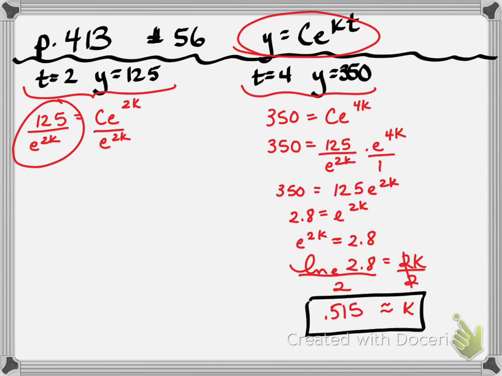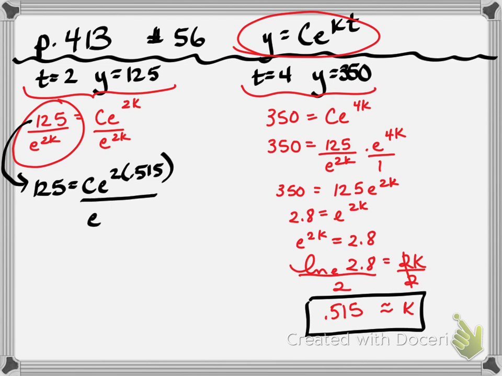So we can go back to the original. Let's go back to this one and plug in our k value. I'm just going to get c by itself, so let's divide by e to the 2 times 0.515 on both sides, and we'll be able to figure out what c is. So it's 125 divided by, I'm going to do a parenthesis, e to the 2 times, I'm going to use second answer just so I am being really careful with my rounding. And I got 44.6 for my C value.